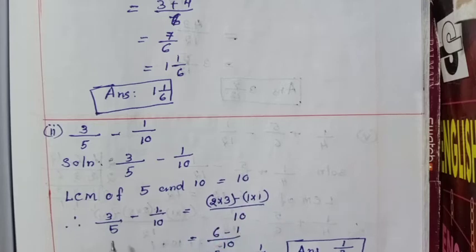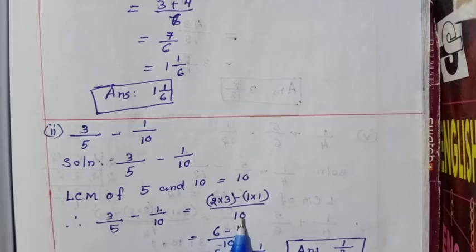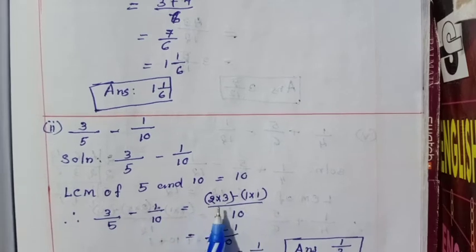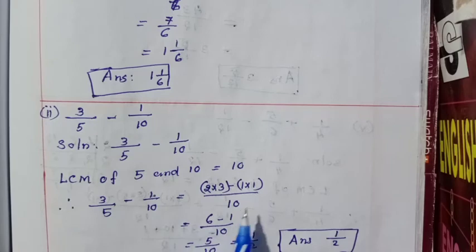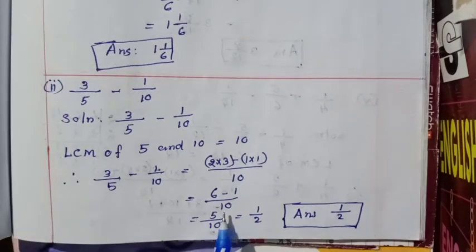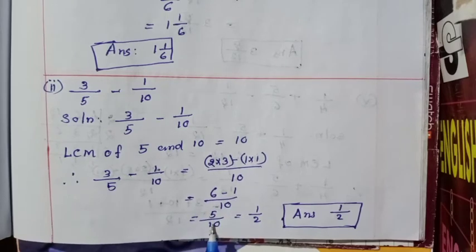Now we have to check this 5 how many times in 10. 5 is 2 times in 10. 2 into this 3 we will write here, 2 into 3, then minus, 10 how many times in 10, that is 1 time, 1 into this 1. That's equal to 2 into 3 is 6, minus 1 into 1 is 1, then 6 minus 1 equal to 5 by 10.